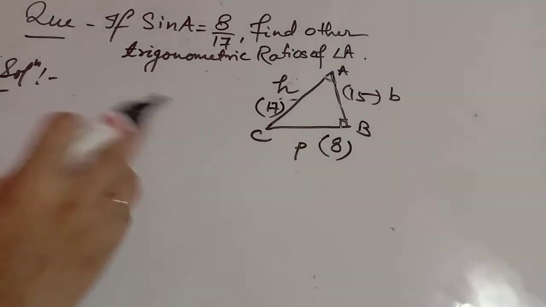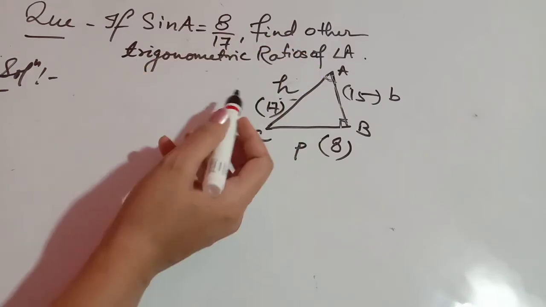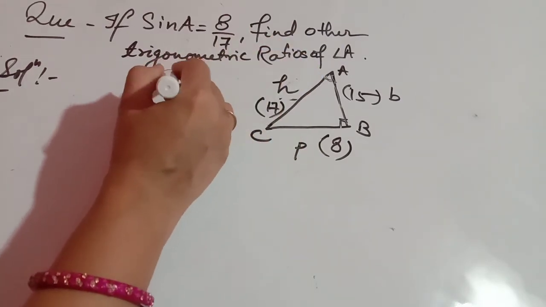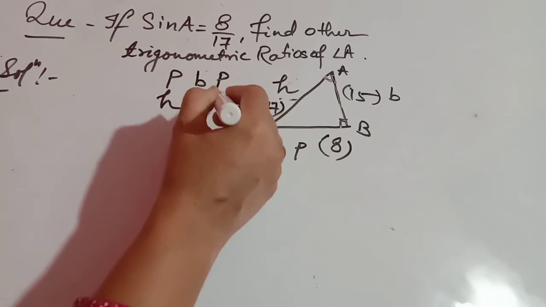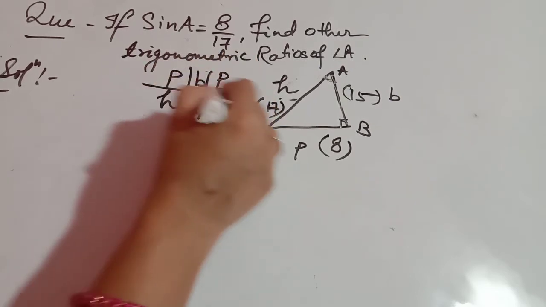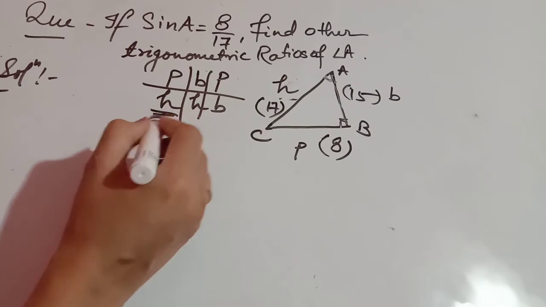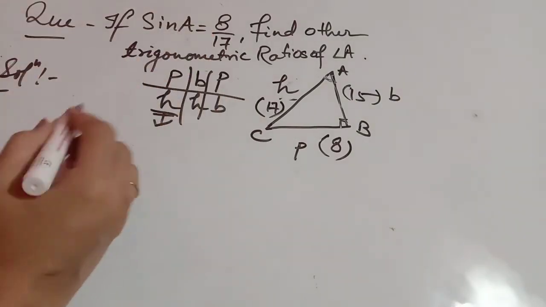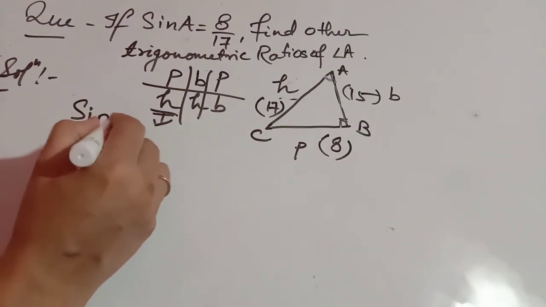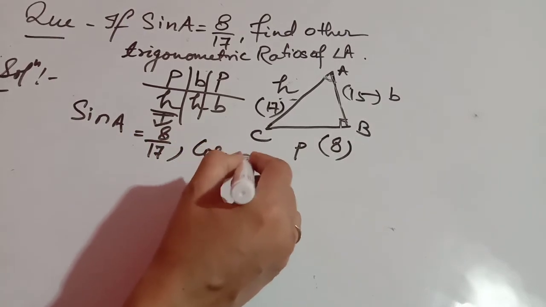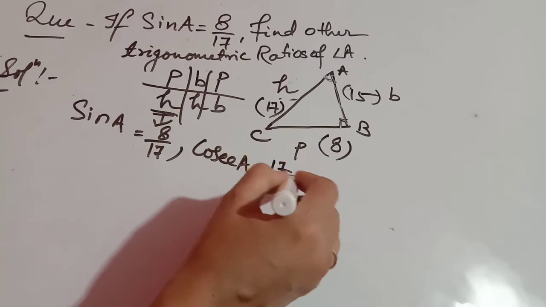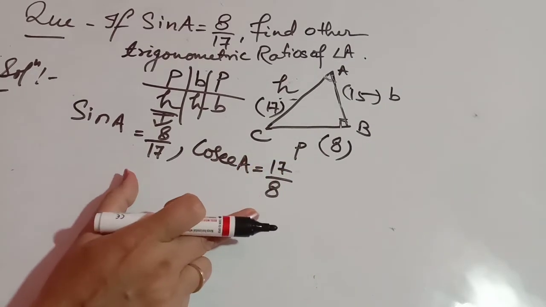Now we know all three values, P, H and B. Now we have to find all the other trigonometric ratios. Again you write that formula. Initially you have to write it down. This is related to sine, and the sine value is already given. So if sine A is equal to 8 by 17, then cosec A will be 17 by 8 by the reciprocal formula.